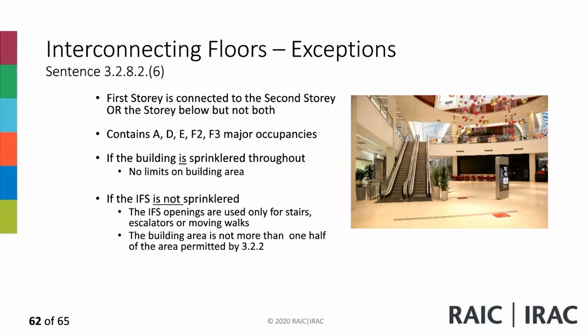then I can have this connection between either the first and the second, or the first and the level below it. If I don't have sprinklers, or if that area is not sprinkled throughout, then I have to double check the building area. And if it's not more than 1/2 that permitted in the 322, then I can use the openings only for stairs and moving walks or escalator, but I will not be able to have the open mezzanines in them, or interconnect other types of interconnected floor spaces.